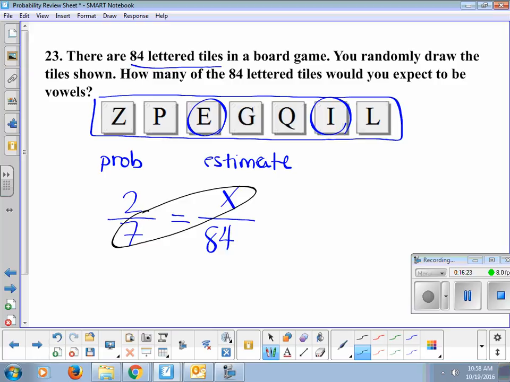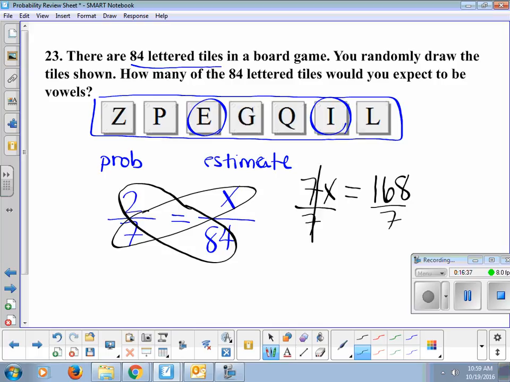7 times x gives us 7x, and 2 times 84 gives us 168. What do we have to do to both sides? Divide by 7, and we get that x equals 24. So in the entire board game of the 84 letters, we'd expect 24 of them to be vowels.